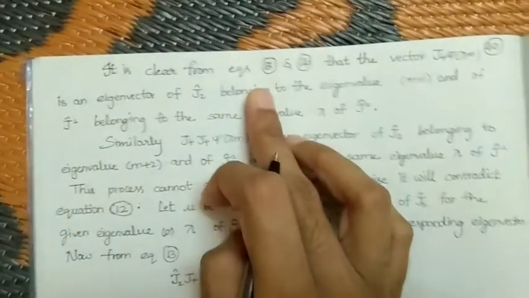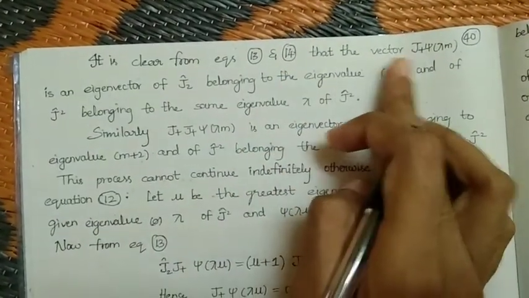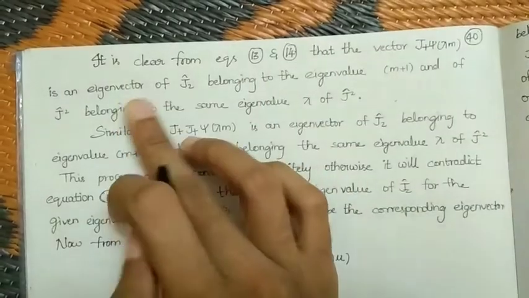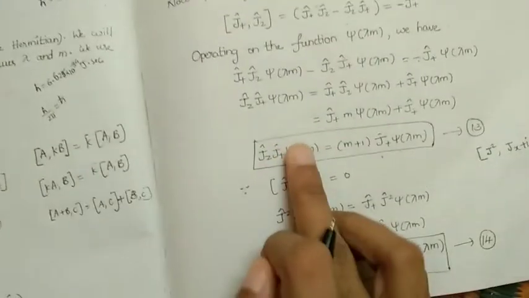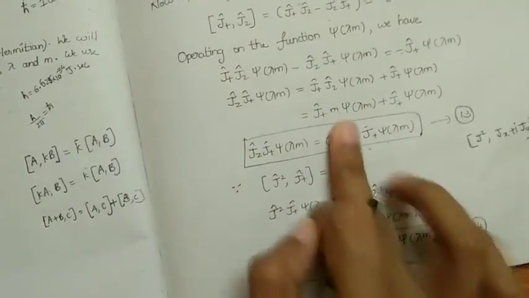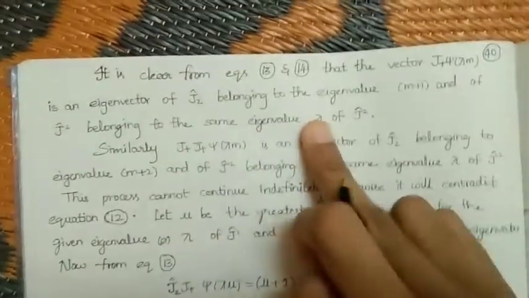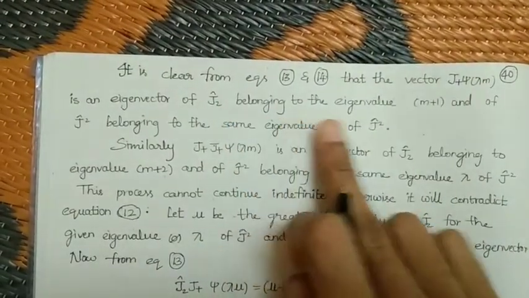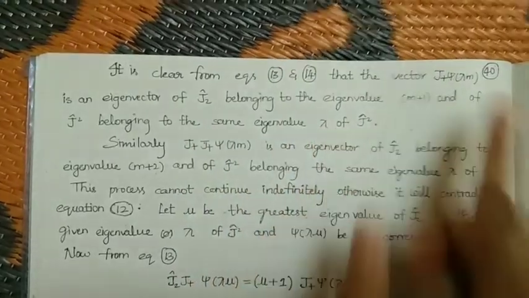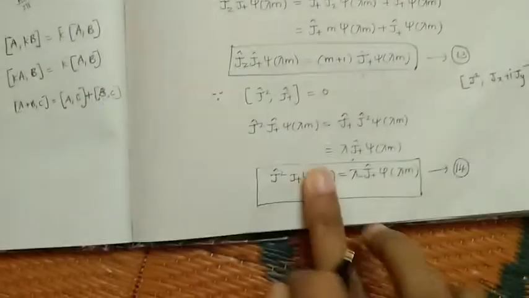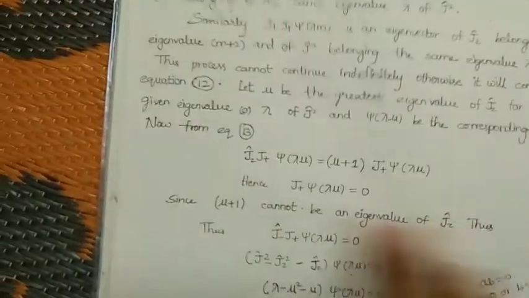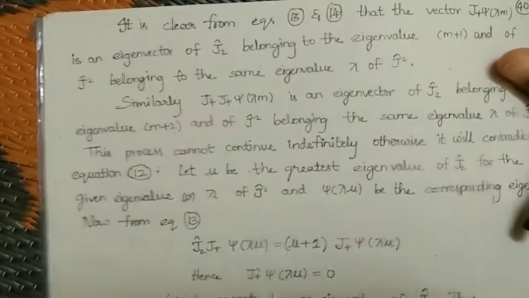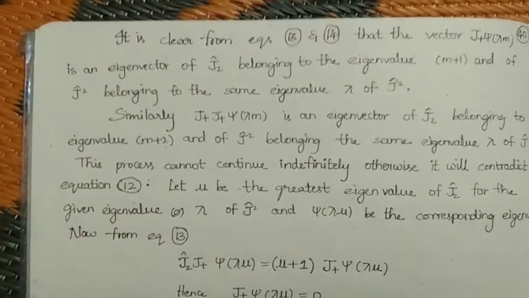So it is clear from equations 13 and 14 that the eigenvector j plus xi of lambda m is an eigenvector of jz belonging to the eigenvalue m plus 1, and of j square belonging to the same eigenvalue lambda of j square. So it is also an eigenfunction of j square belonging to the same eigenvalue lambda, just as we have eigenvalue lambda for xi of lambda m. So here the eigenvalue is not changing, it remains the same for j square. Only for jz it is changing.